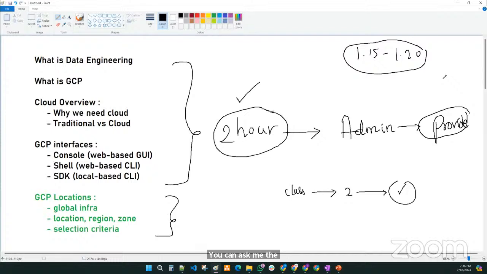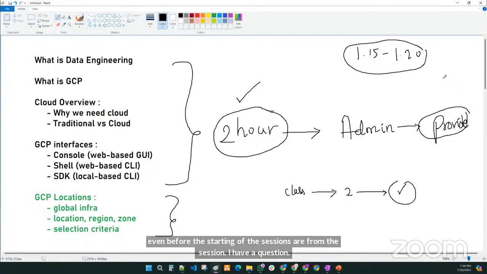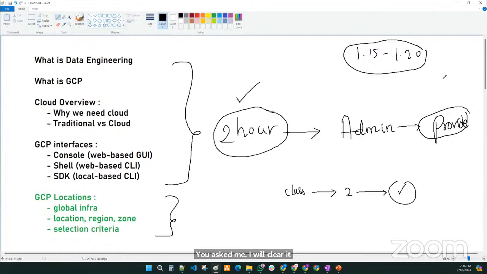Maybe today's session has started. Sir, I have a question. Raise your hand. Even before the starting of the session, sir, from yesterday's session, I have a question. You ask me, I will clear it out. That's not a problem at all. For sure, you're supposed to get the questions, you're supposed to get the doubts, and I'm supposed to clear the doubts. That's where we learn more, right?